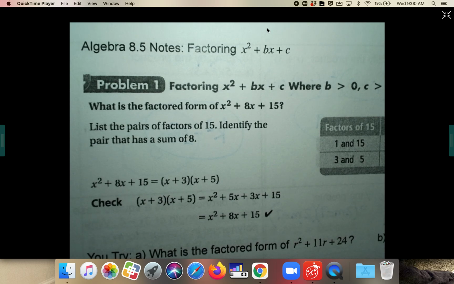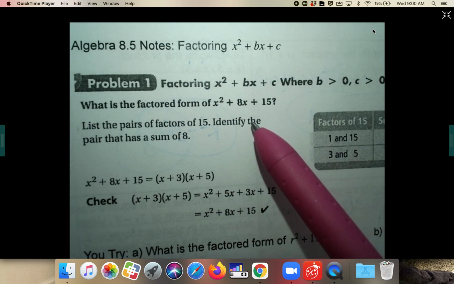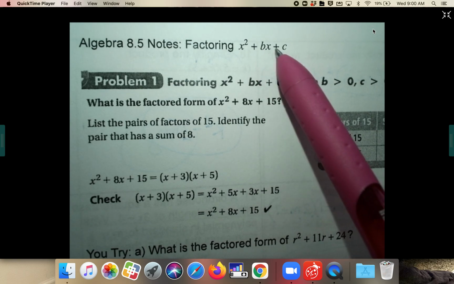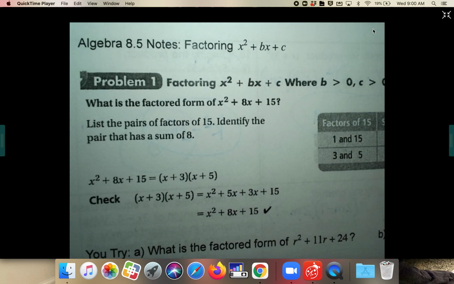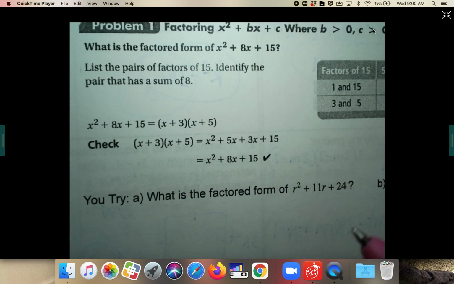All right, for Algebra 8.5, we are starting factoring trinomials. So in this particular lesson, we're gonna start by factoring when they're both positive. That's kind of the easiest spot to factor. So let me explain actually without these wordy terms what we're doing.